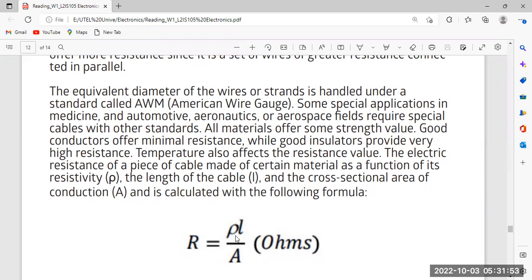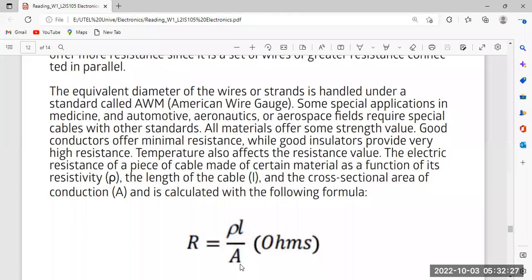Now, what is the difference between resistance and resistivity? This point is important to understand over here. Resistivity is actually a property of every material. Resistance is basically its ability to resist the flow of current, and its property is known as resistivity. So resistance is basically dependent on these three things: the resistivity, the length, and the area of cross section.